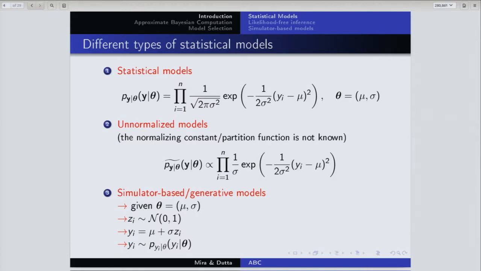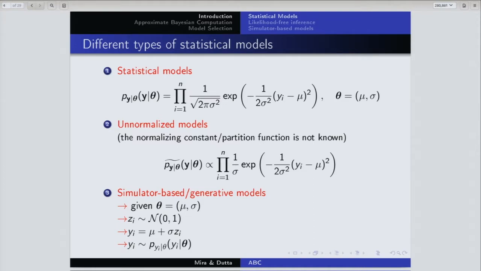A further level of generality is when the model cannot be written in closed form expression, not even up to a normalizing constant, because it's either too complex or too costly to evaluate the analytic form of the statistical model. But we can generate from the model given a source of random bits.